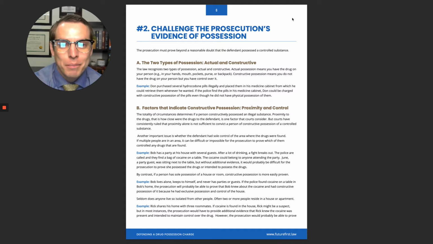Actual possession means you have the drug on your person: hands, mouth, pocket, purse, backpack, wallet, sock, whatever it is. Constructive possession means you do not have the drug on your person, but you have control over it. The example: Don purchased 7 hydrocodone pills illegally and placed them in his medicine cabinet, from which he could retrieve them whenever he wanted. If the police find the pills there, Don could be charged with constructive possession, even though he did not have physical possession of them.